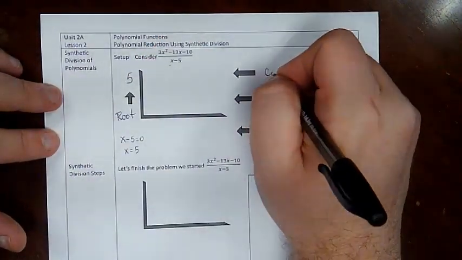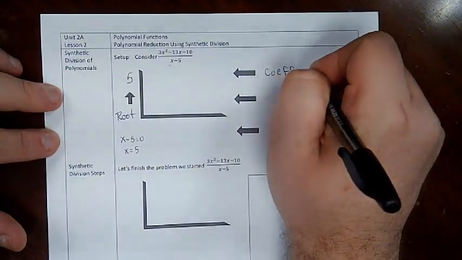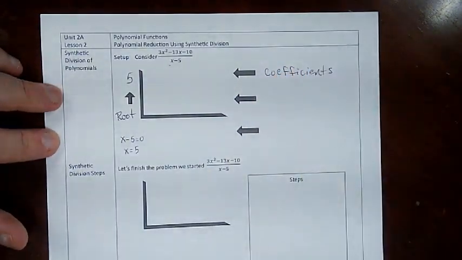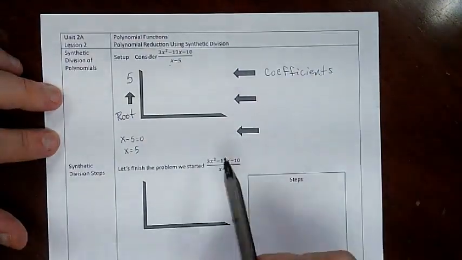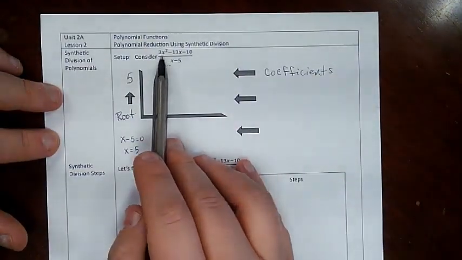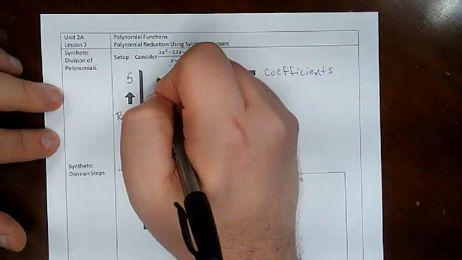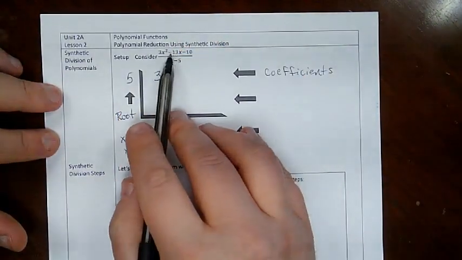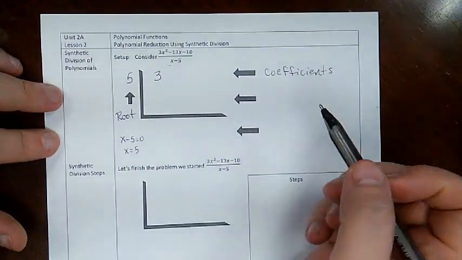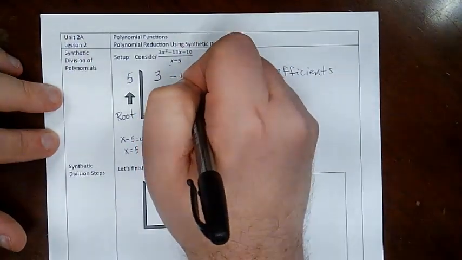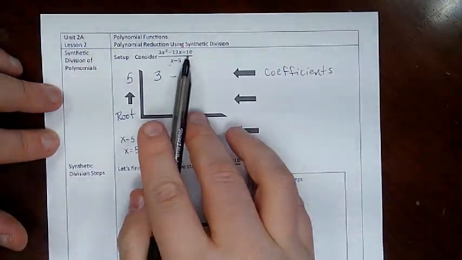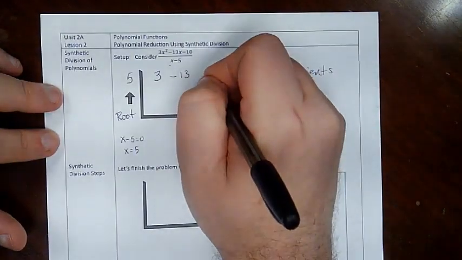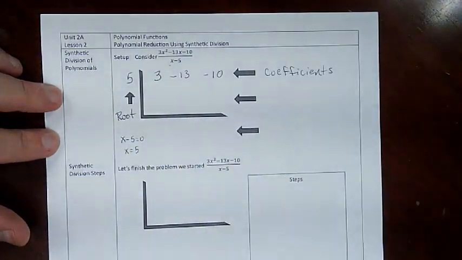Along the top, I'm going to put the coefficients of my numerator. So here I have 3x squared. Instead of writing 3x squared, I'm only going to write 3. Next, I have negative 13x. I'm not going to write the x. I'm just going to write negative 13. And my last term, which is a constant, I'm going to write negative 10.